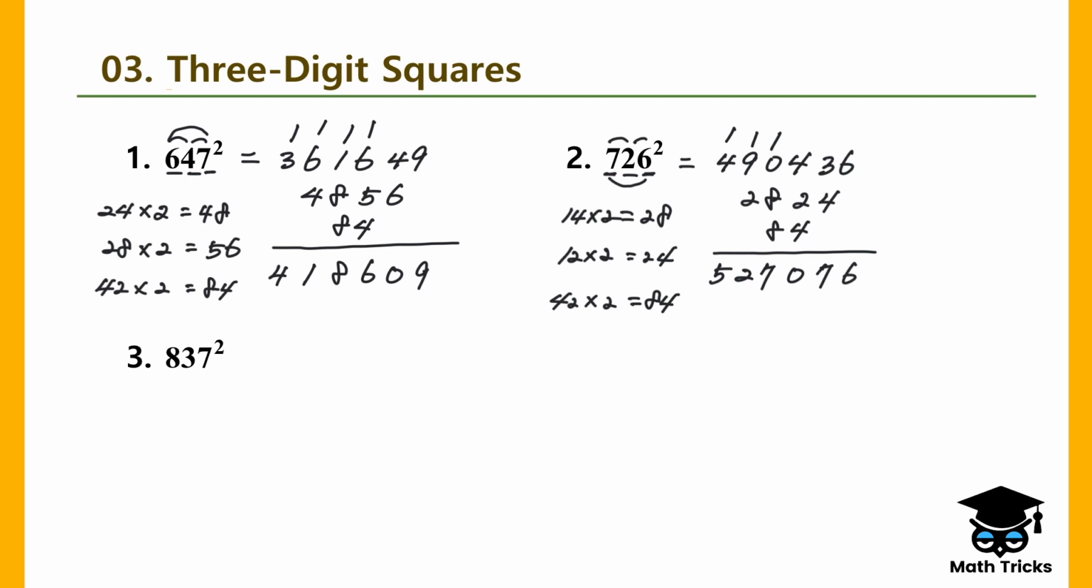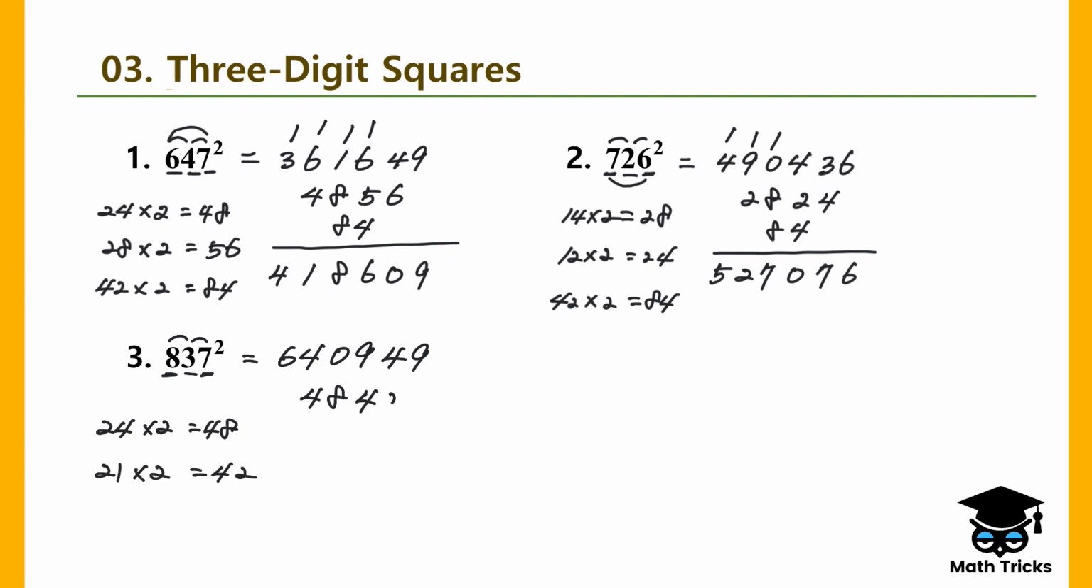Number 3, we have 837 squared. So 837 squared is equal to 8 squared, 64. 3 squared, that's 9. 7 squared, 49. And 8 times 3, that's 24 times 2, 48. So 48 goes here. 3 times 7, 21 times 2, so that's 42. 42 goes here. And 8 times 7, that's 56. 56 times 2, that's 112.